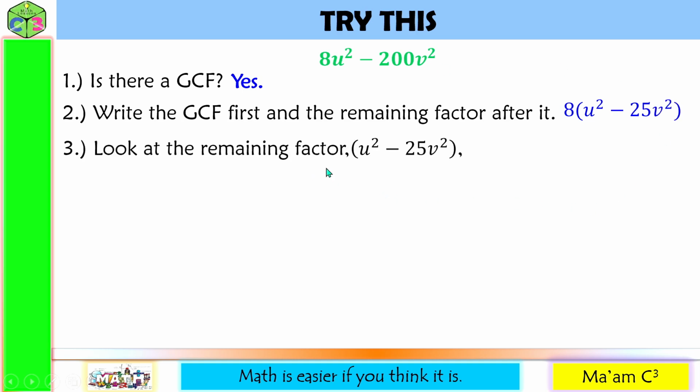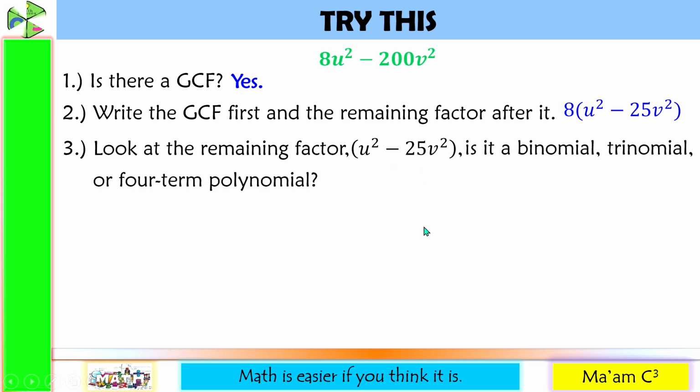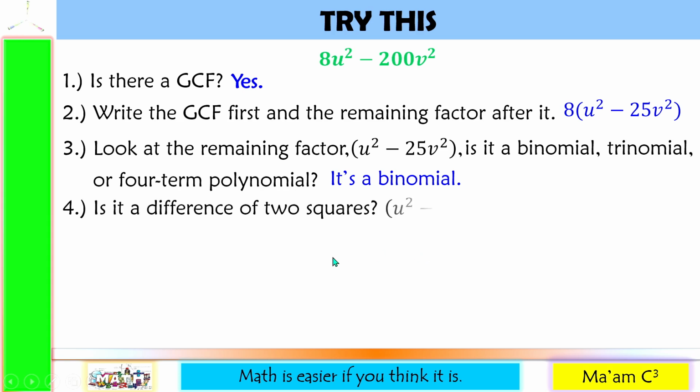Step 3, let us look at the remaining factor and ask ourselves, is it a binomial, trinomial, or a four-term polynomial? Since there are two terms, then it is a binomial. Question number 4. Can we express it as a difference of two squares? For u squared, yes, the exponent is already 2. Now, for this term, let's determine, is there a square root of 25? Yes, there is, and that would be 5. And for v squared, also yes, because the exponent is already 2. So the answer here is yes.